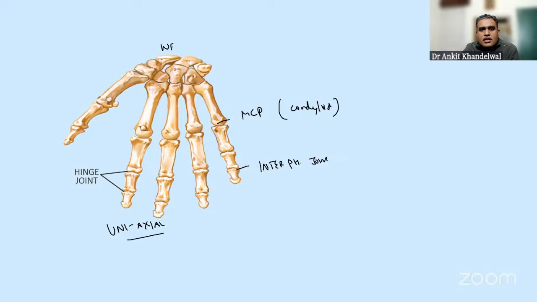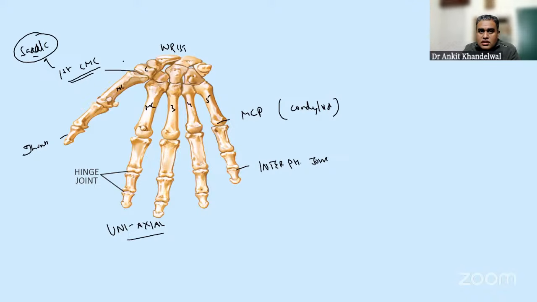Here you will have the wrist joint, ellipsoid variety. This is the first CMC, first carpometacarpal. Why first? Because this is the thumb over here. This was which variety? First CMC, saddle variety, multi-axial. Thumb can move in so many directions. Flexion, extension, adduction, abduction, opposition, reposition. So saddle variety. First CMC is first carpometacarpal. These are the metacarpals, first, second, third, fourth, fifth metacarpals.